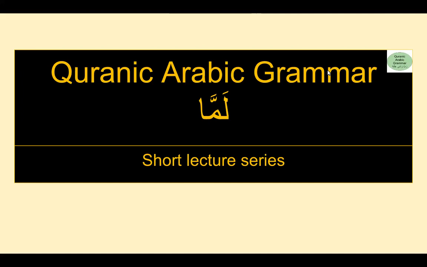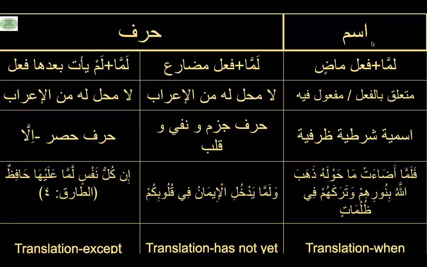Today we are going to go over types of lamma in our short series. Lamma has three types in Quran. Lamma is an ism when it is followed by fi'l madin. When we see lamma with fi'l madin, it is ismiya, shartiya, zarfiya.